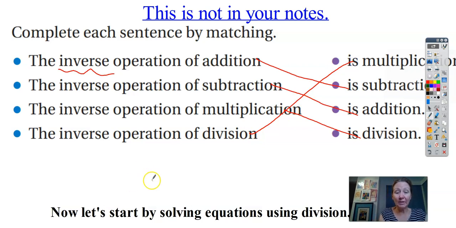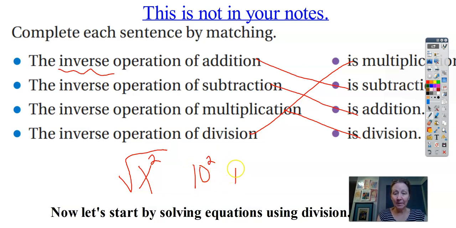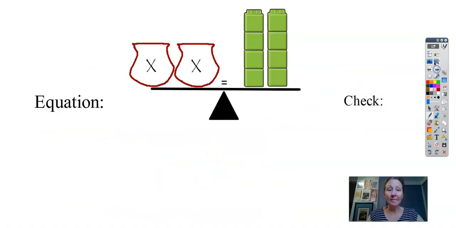How about this as a challenge? What's the opposite of squaring? It would be square rooting. So for instance, if you take a number 10 and you square it, it equals 100. The square root of 100 equals 10. So you get back to where you started. It's an opposite operation.